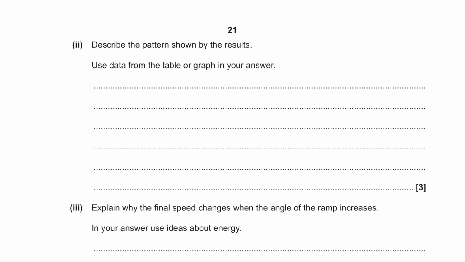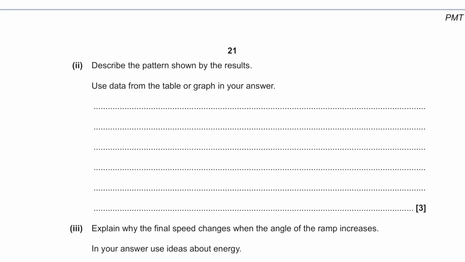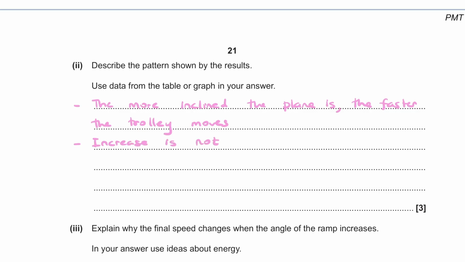Describe the pattern shown by the results. Use data from the table or the graph in your answer. It's positive correlation. We have to make sure that we explain that. The more inclined the plane is, the faster the trolley moves down the plane. And the second thing is the graph is not linear, which means that the relationship is not proportional. Speed is increasing, yes, but it doesn't increase proportionally or linearly.